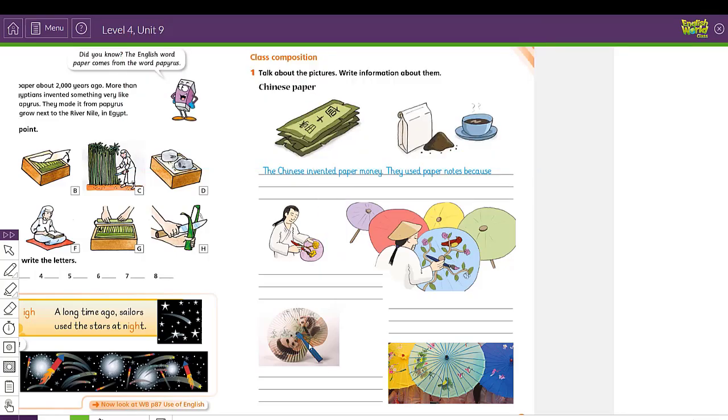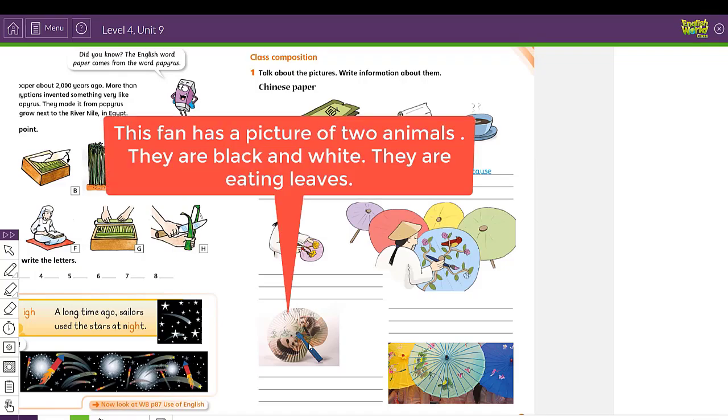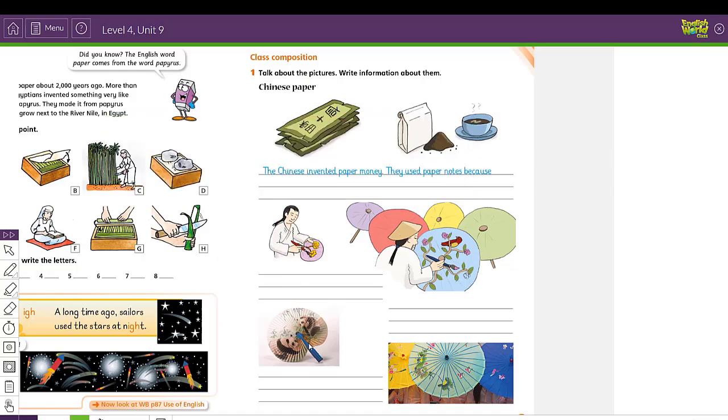Look at this fan. Who can write a sentence on this fan? This fan has a picture of two animals. They are black and white. They are eating leaves. Let's move quickly to the last one.